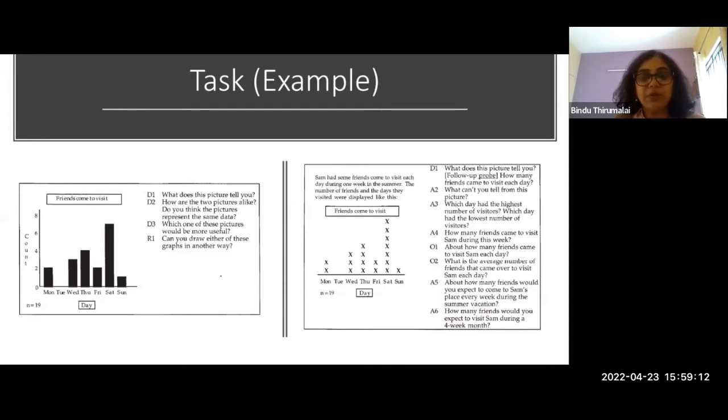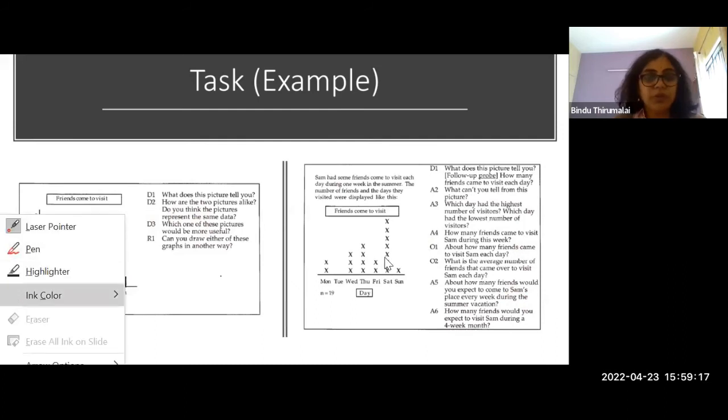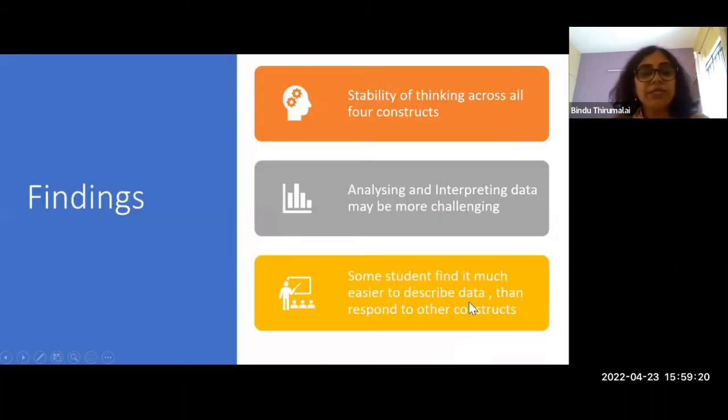So the findings from this research: this framework was based on a 1-year research that they did with different students of different age groups. And what they found was that the stability of thinking across all 4 constructs, she calls them, or the key processes, was stable. That means if a student was in level 1 thinking in describing the data, more often than not, 80% of these students were also in level 1 thinking with analysis.